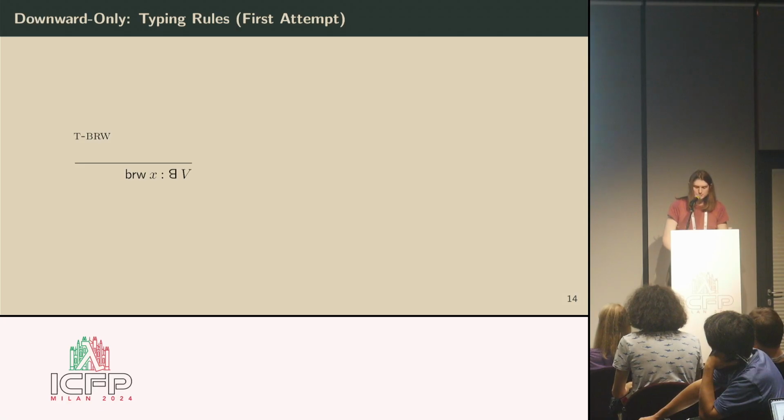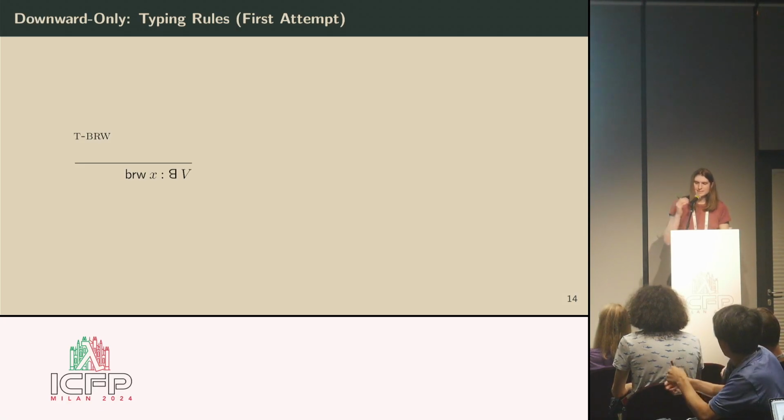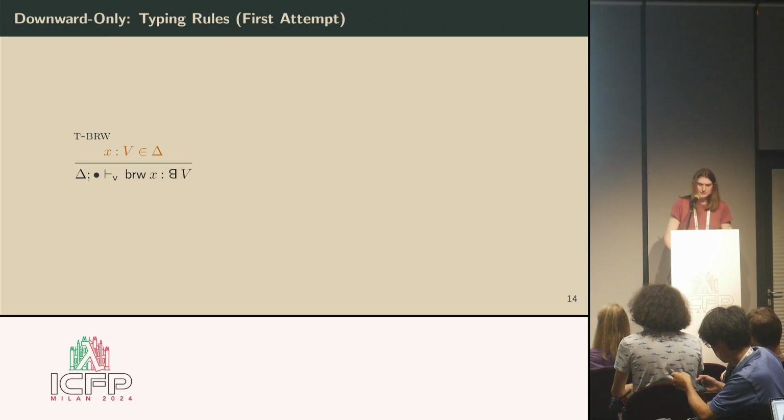Let's start with a naive first attempt at the typing rules and see what happens. So if you want to type this borrow x value, then first of all, you can't own anything. And also, x has to be in delta with type v. So this is saying that it's in the context that says it's eligible to be borrowed.